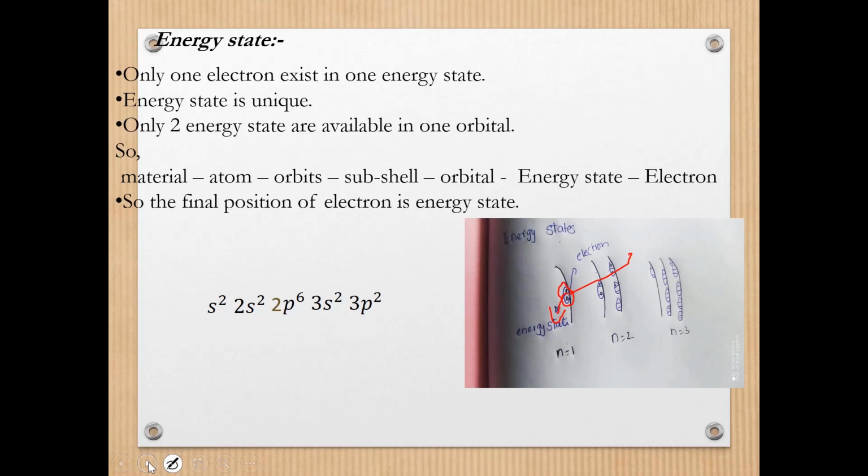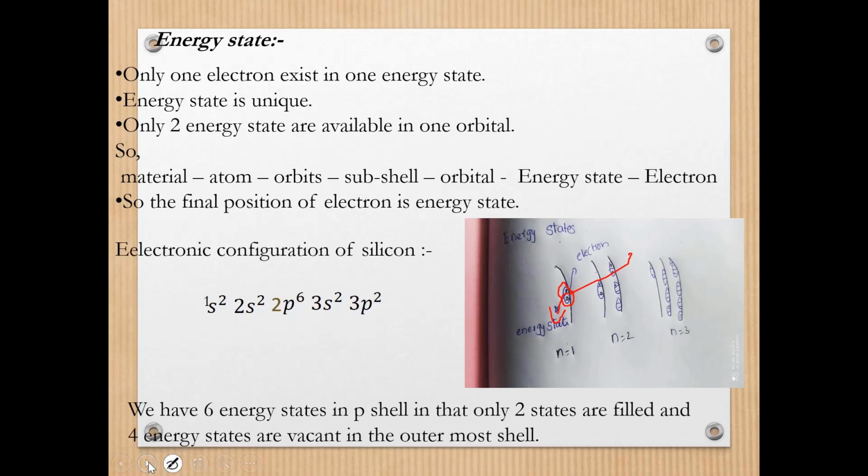So the material consists of atoms, and the atom consists of orbits, and orbits consist of subshells, and subshells consist of orbitals, and orbitals consist of energy states, and in that energy state we have the electron. So the final position of an electron is the energy state. Let us consider the example of silicon: 1s2, 2s2, 2p6, 3s2, 3p2. In that we have 6 energy states in the p shell. Only 2 states are filled and 4 energy states are vacant in the outer orbit.